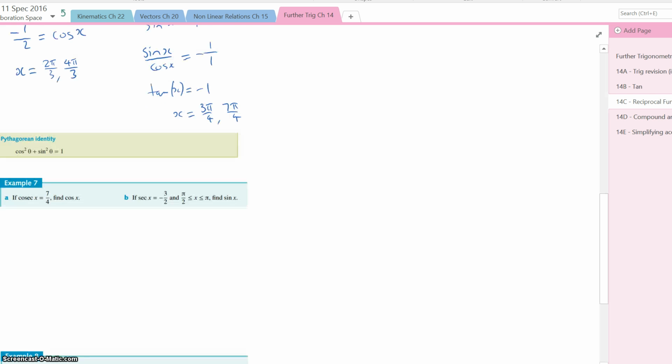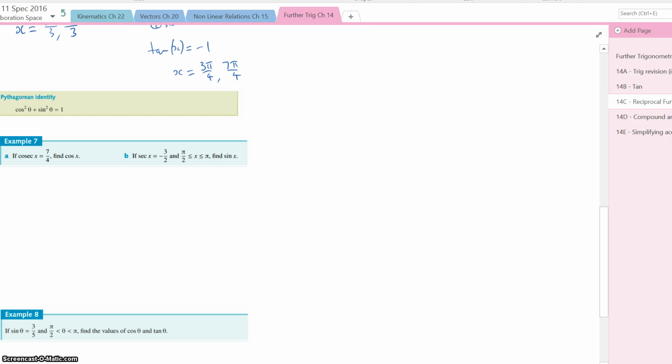Another part of this topic is to use the Pythagorean identity of cos squared plus sine squared equals 1 to work out these kinds of questions here. So cosec x equals 7 on 4, find cos x. Cosec x is the same as 1 on sine x, so 7 on 4. I'm going to make that sine x equals 4 on 7.